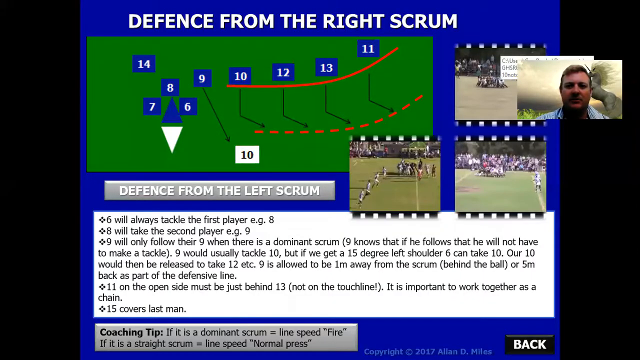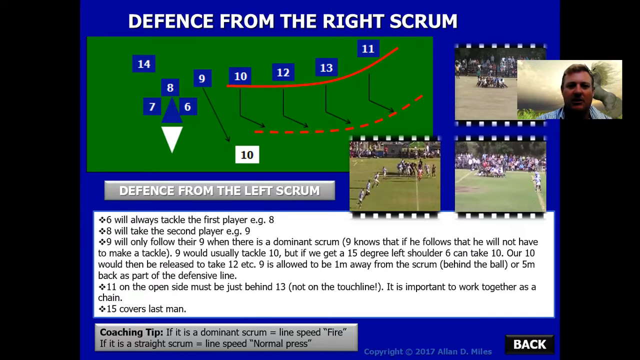We're going to address some general things on defense from the scrum. In particular, there's two important things I'd like us to just touch on. The one is the role of the fly-half on defense from the scrum, and then also the role of the wing on defense from the scrum.